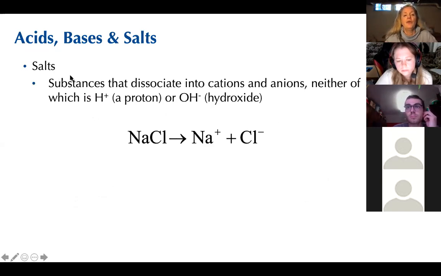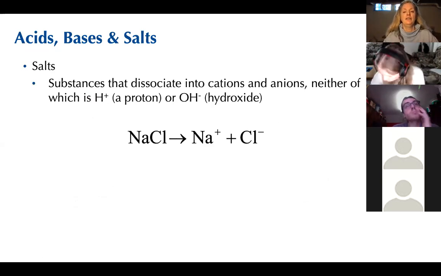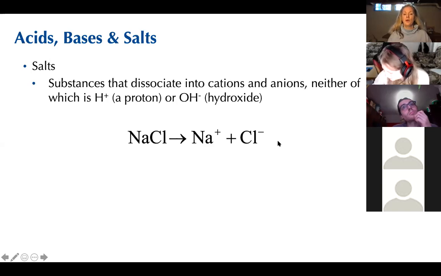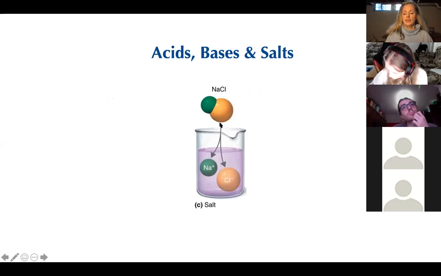And together, all these acids and bases, you can also have salts. Salts are substances that, when you put them into the water, dissociate into substances that are neither a proton nor the hydroxide ion. So we put sodium chloride in the water and we get our sodium cation and our chloride anion. Neither one of these is a proton, neither one is a hydroxide ion. So it's a salt. It doesn't affect our pH. All right, so there's our salt in the water.